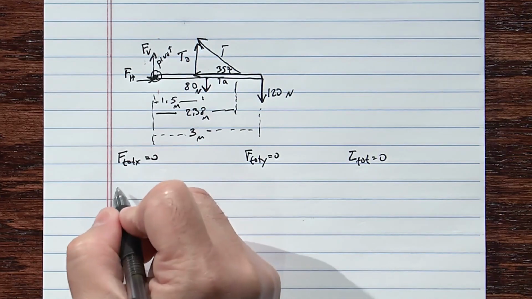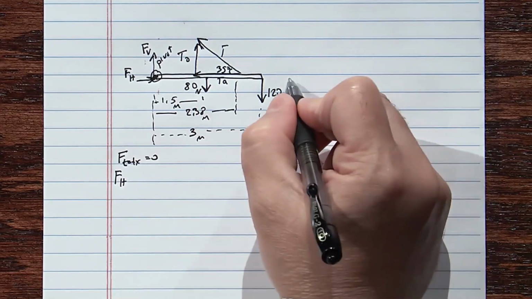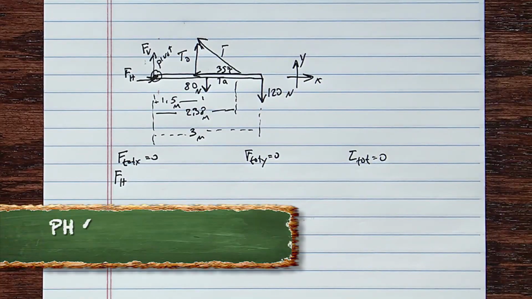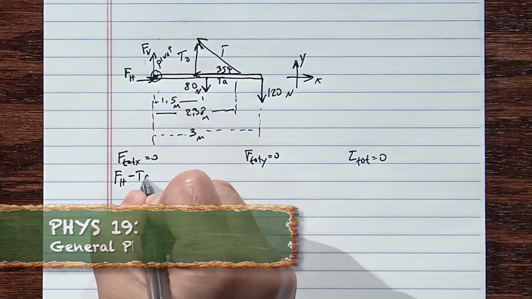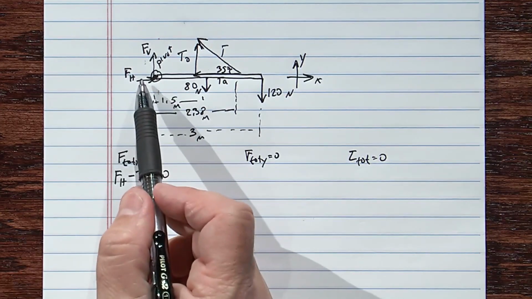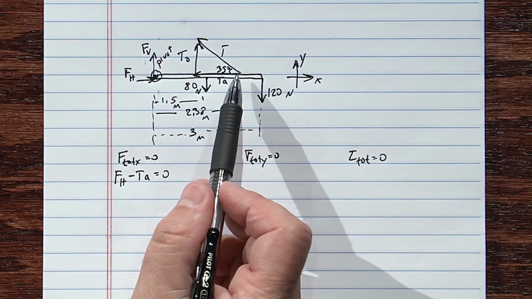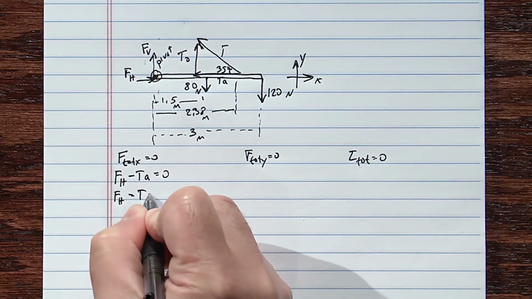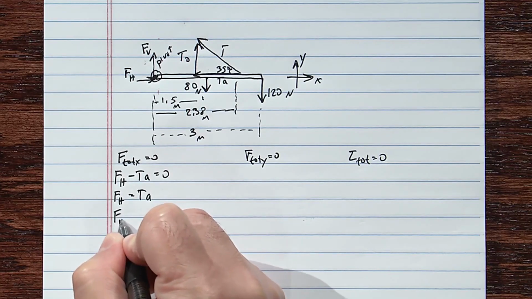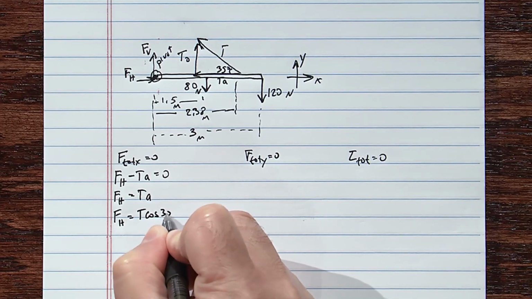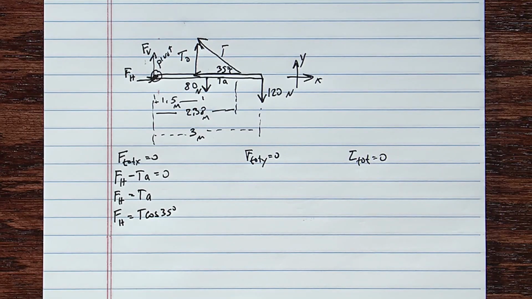In the X direction, we have force horizontal minus tension adjacent equals 0. That's our only two X forces. Force horizontal in the positive X direction and tension adjacent in the negative X direction. So force horizontal equals tension adjacent, or force horizontal is equal to tension times the cosine of 35 degrees. And that's all that we can do right now with that.